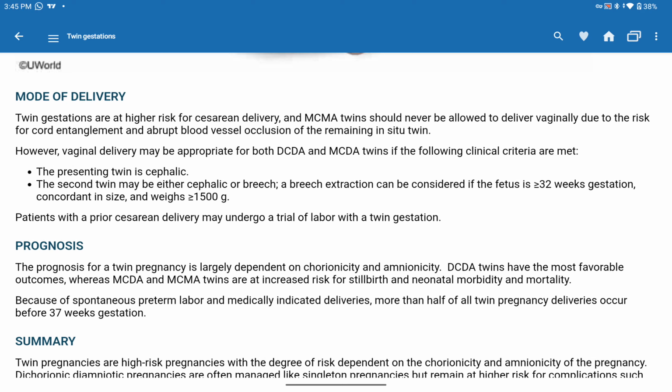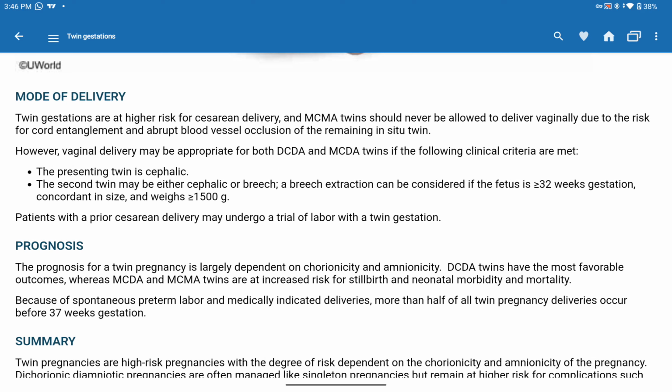Mode of delivery: higher risk for cesarean, and monochorionic monoamniotic twins should never be allowed to deliver vaginally due to the risk of cord entanglement. They have a single sac and a single cord. If you deliver one, the other will get entangled or undergo birth asphyxia. So it should be planned as a C-section, and there is also risk of blood vessel occlusion of the remaining twin inside.